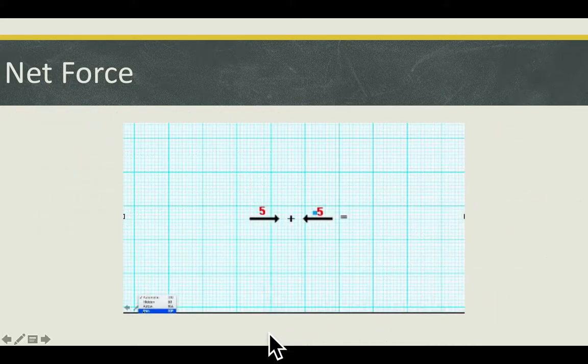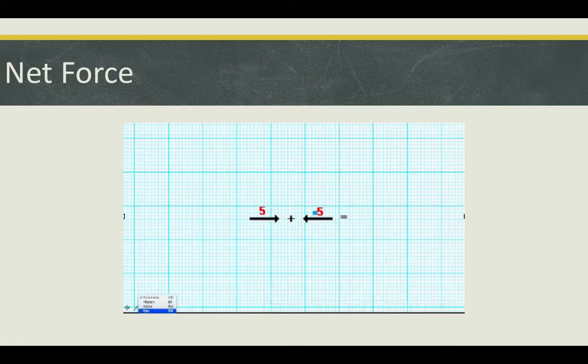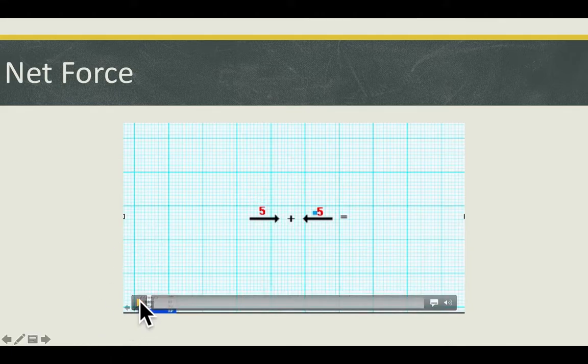Let's go ahead and look through this videocast that my colleague has made that gives you a little bit more practice on these. He starts with some of the examples we just worked through, and then at the end gives you some examples using force diagrams.